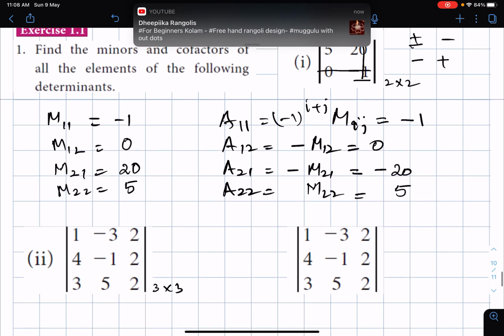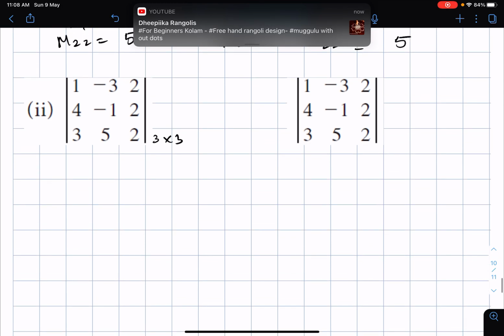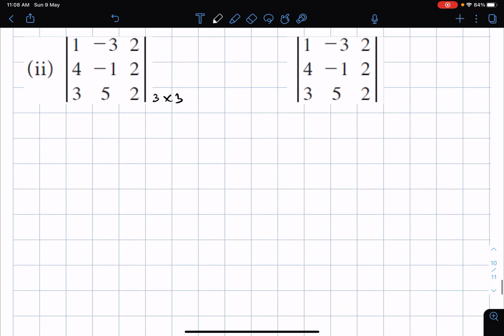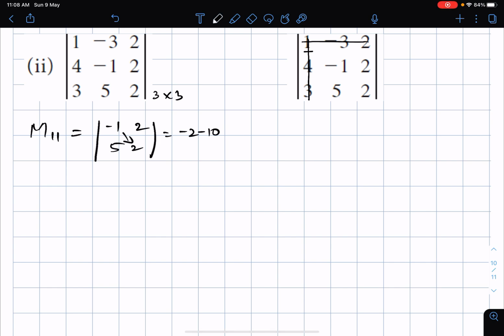Now we are going to go to the 3 cross 3 matrix. First we will write the minors, then we will go to the cofactors. Considering the first row, first element, correspondingly you cross out the corresponding column and corresponding row, and you will get for M11 the determinant minus 1, 2, 5 and 2. When you evaluate this, you will get minus 2 minus 10. That is going to be minus 12.